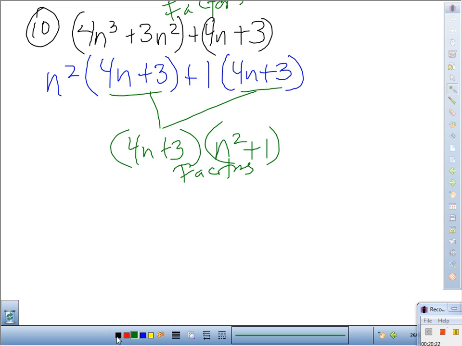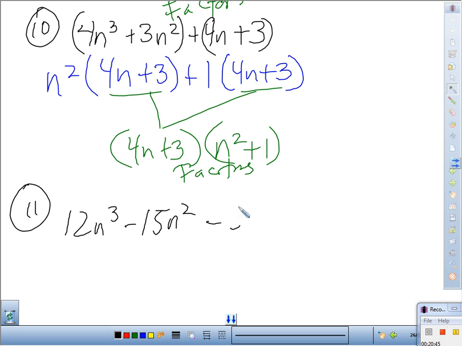Okay, but I wanted to get to this one, number 11. Copy this one, please. We got 12n cubed minus 15n squared minus 8n plus 10. All right, so 4 terms, group the first 2.